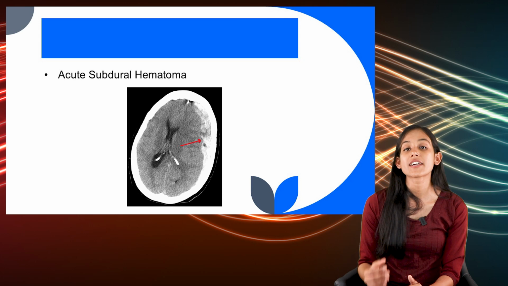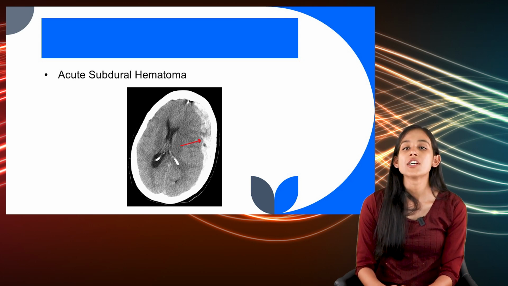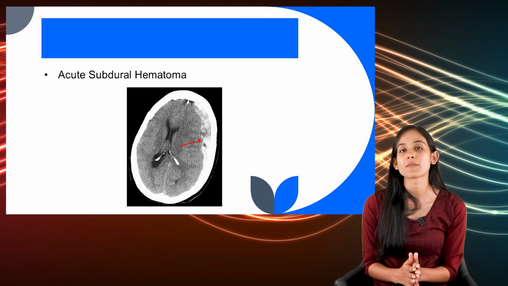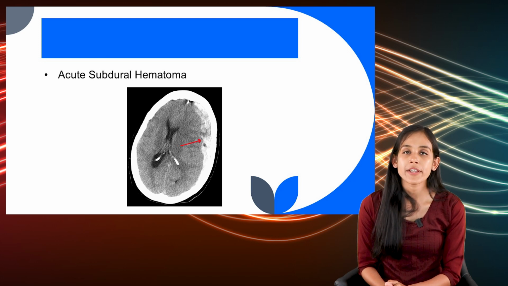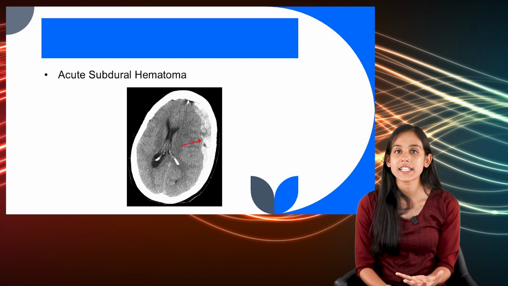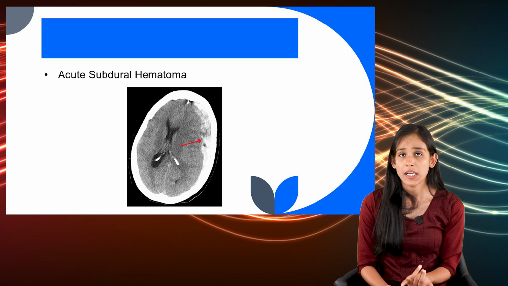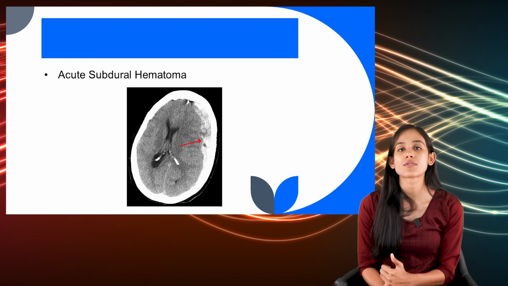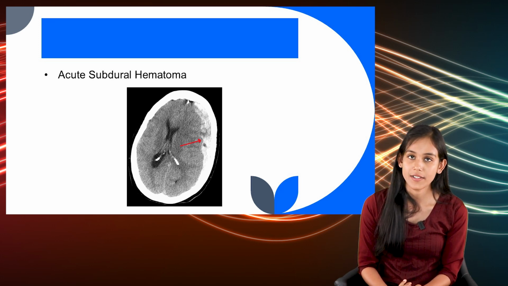And next we have acute subdural hematoma. This basically results from a severe head injury, but also if there is a minor head injury and the patient has any bleeding disorder, in that case also subdural hematoma might occur.